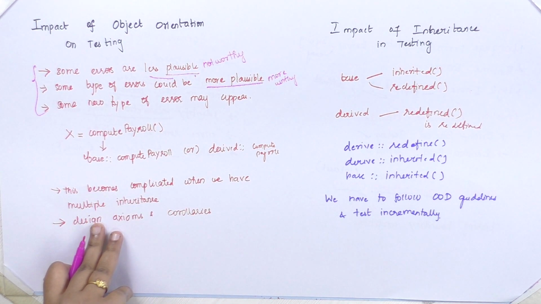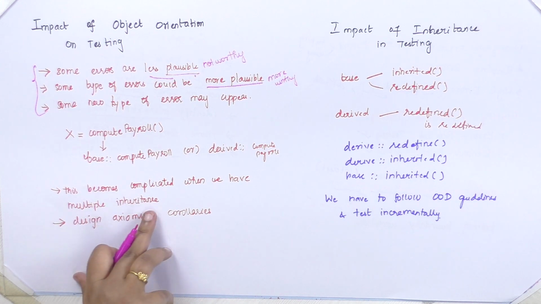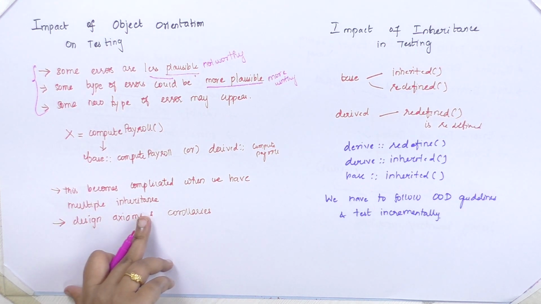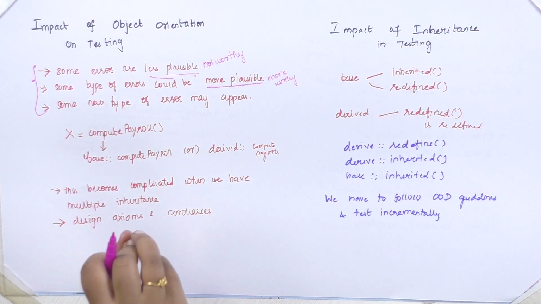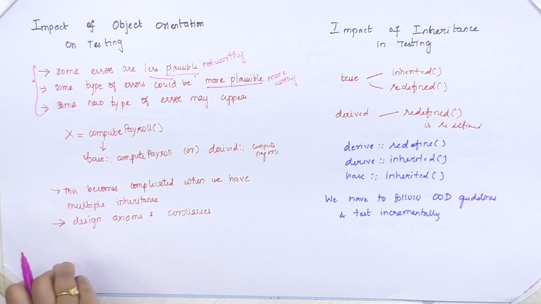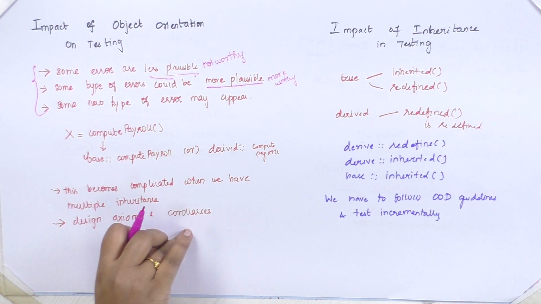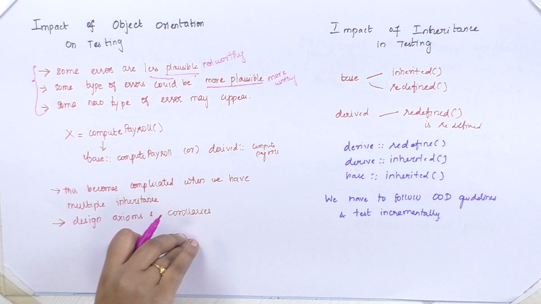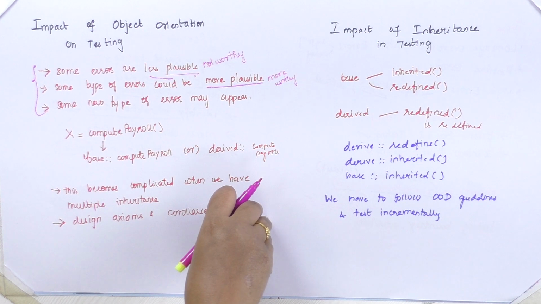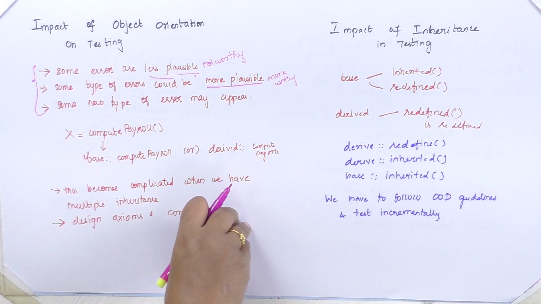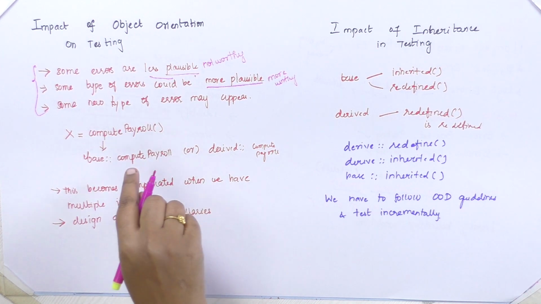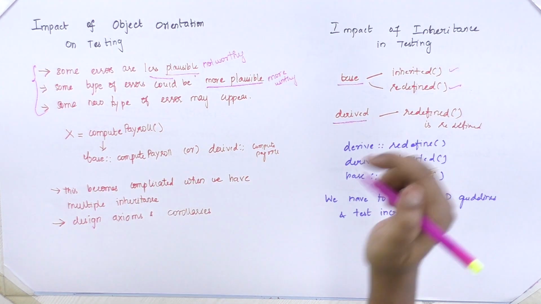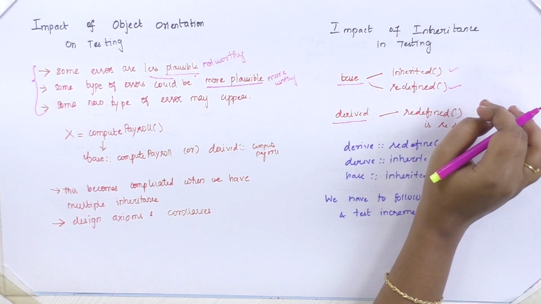Next, we have to think about multiple inheritance. When multiple inheritance comes into existence, it becomes complicated to do the testing. So, object-oriented concepts like multiple inheritance make the testing more complicated. But we can reduce this complication by designing the axioms and corollaries in an efficient manner. By applying these design axioms and corollaries of object-oriented design, you can limit the differences between the base class and derived class objects. Next, we are going to see the impact of inheritance in testing.